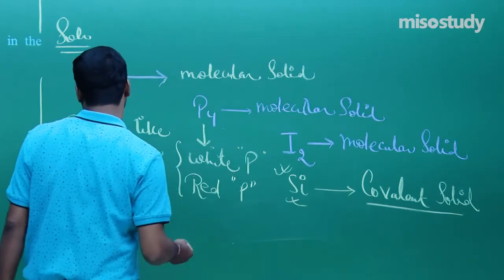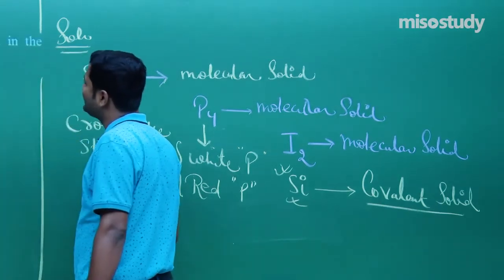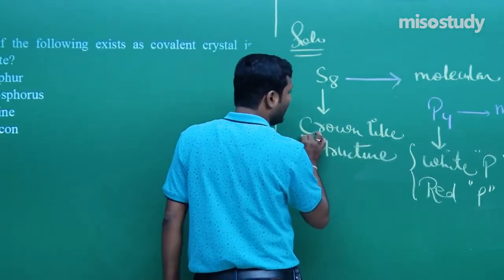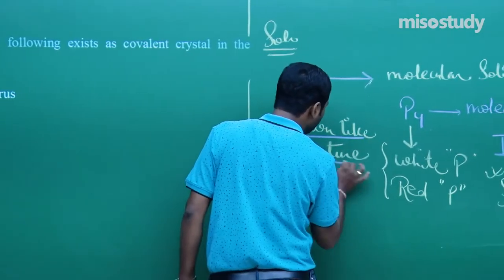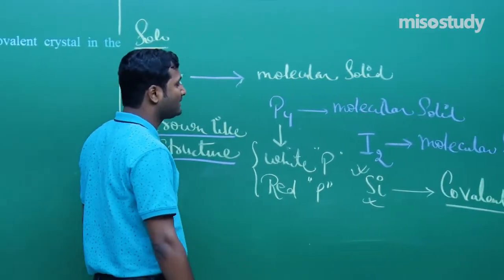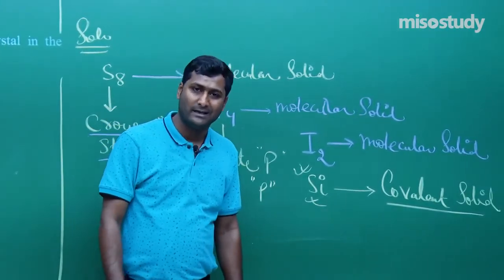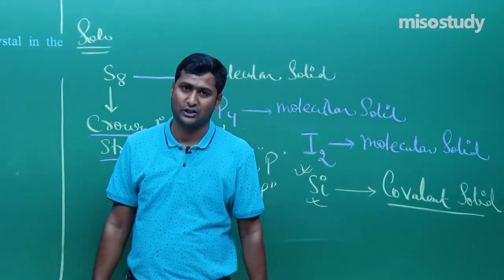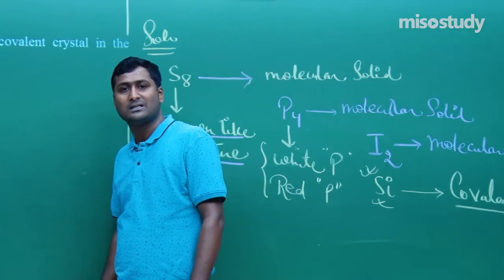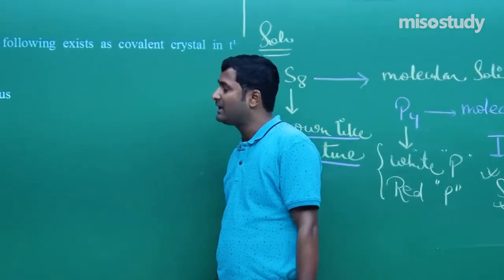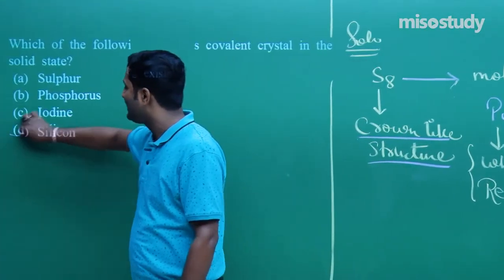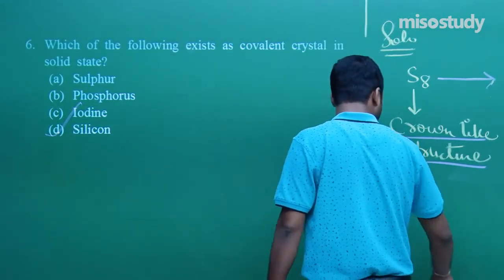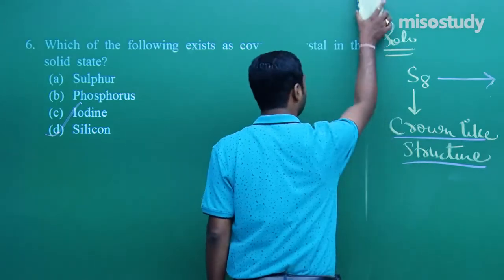So if anyone asks you which of the following exists as covalent crystal: S8 is a molecular solid with crown like structure, P4 is a molecular solid, I2 is a molecular solid. But silicon exists similar to diamond structure, okay, diamond type structure. Clear? So for this question, what is the correct option? It's very simple. For this question, D is the correct option. Clear? Now I'm going to rub this part and we'll discuss the next question. Wait for a moment.